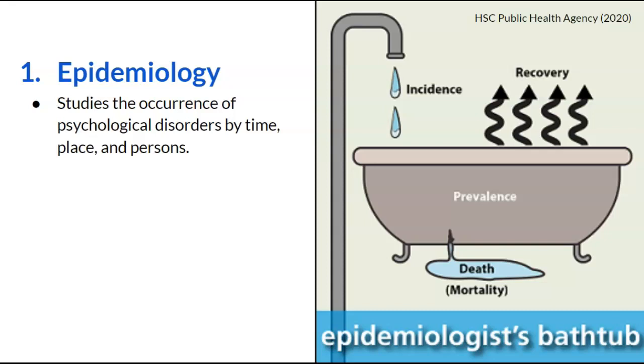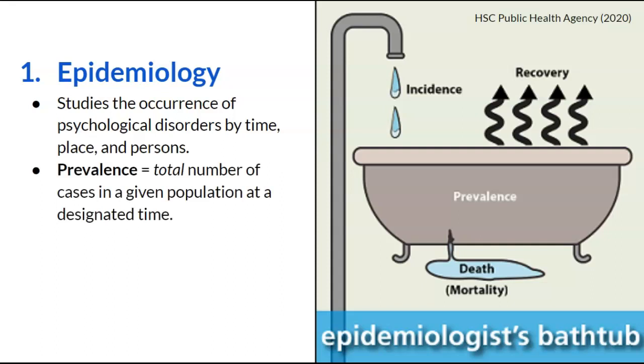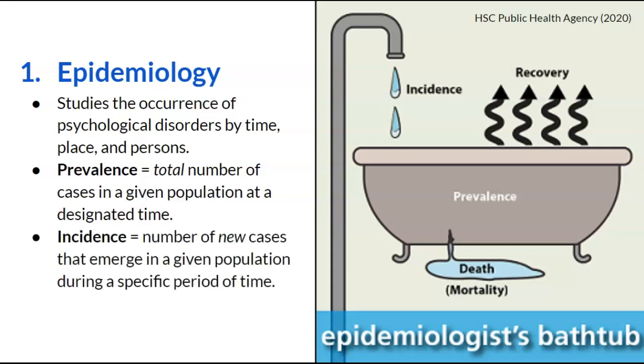This photo highlights the two key concepts of prevalence and incidence. Prevalence is the filled bathtub, or the total number of cases in a given population. Incidence is the fresh water coming from the faucet, or the number of new cases that emerge in a given population. For example, the World Health Organization in 2022 stated that the worldwide prevalence rate of schizophrenia is 0.32%, or 1 in 300 people.